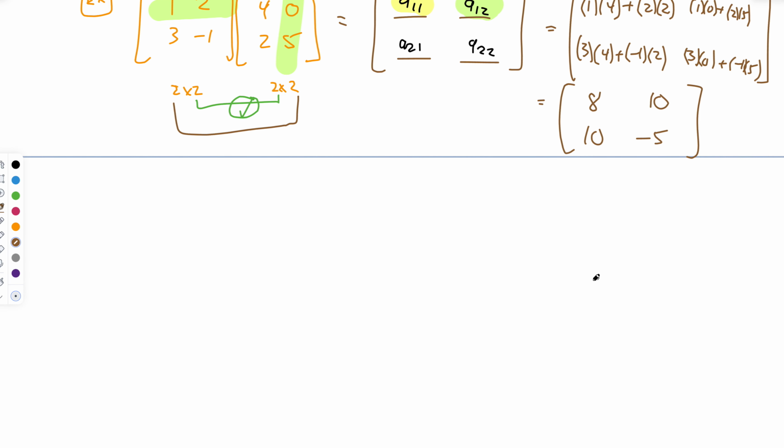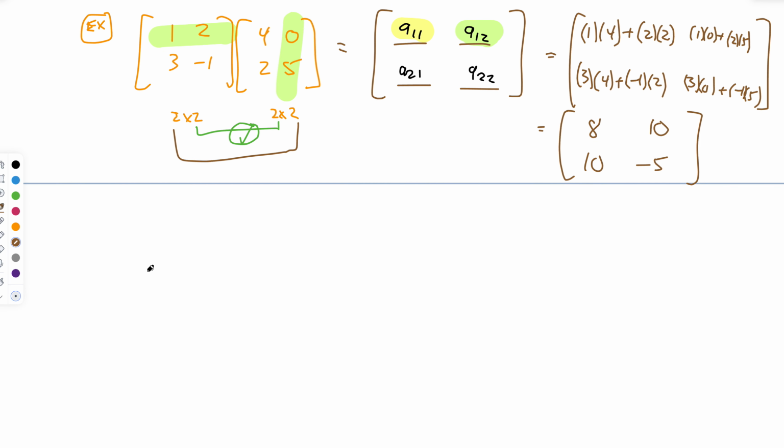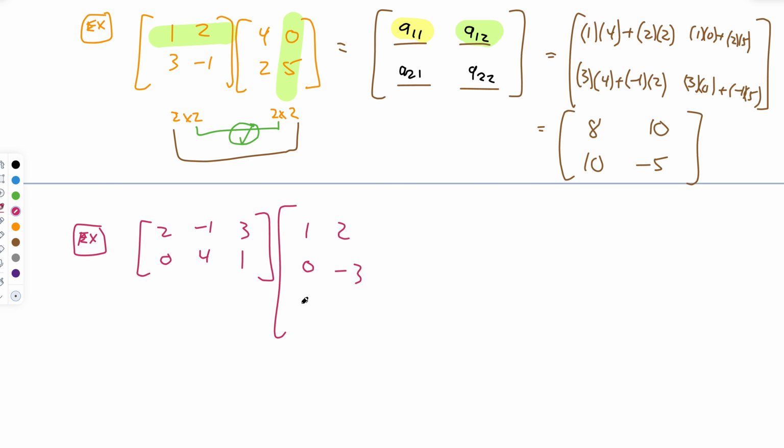I'm going to do another example. So let's think about this same process. I'll leave this in view so we can kind of look at that again to try and make sense. So in this example, I'm going to take a matrix that is 2, -1, 3, 0, 4, 1. And I'm going to multiply it by 1, 2, 0, -3, 5, 1.